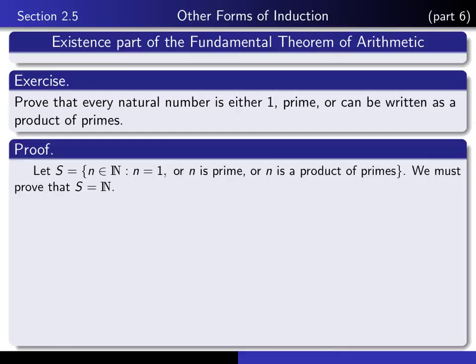So here's the beginning. We define S to be the set of all natural numbers which are either 1 or prime or a product of primes, and we have to prove that S is equal to the set of all natural numbers. Now see if you can do the basis step. It's really very simple.